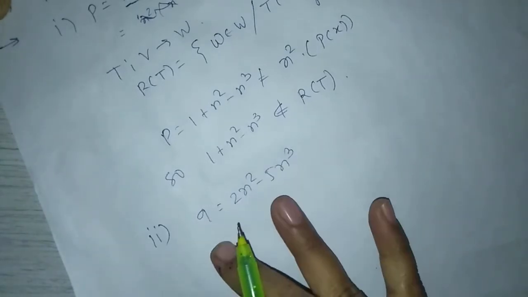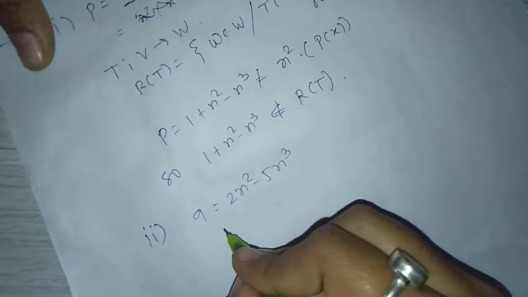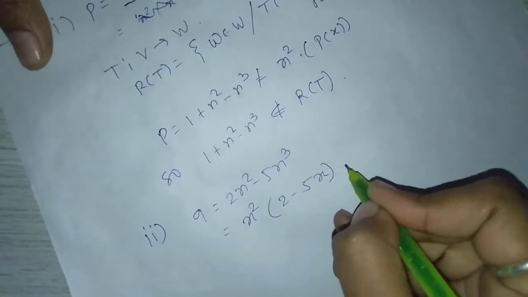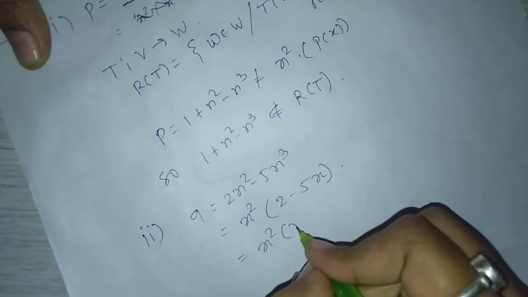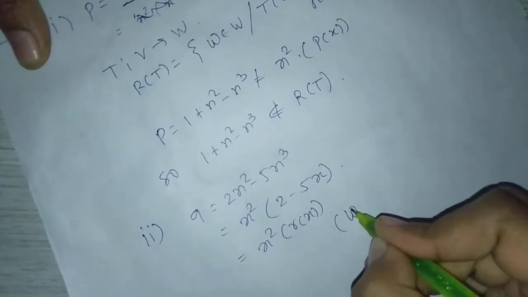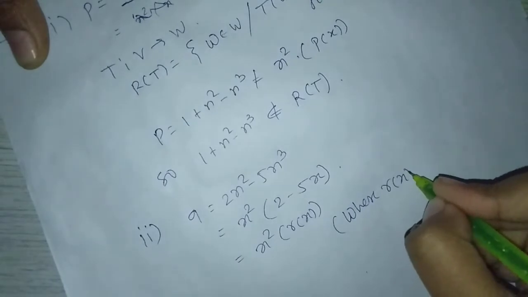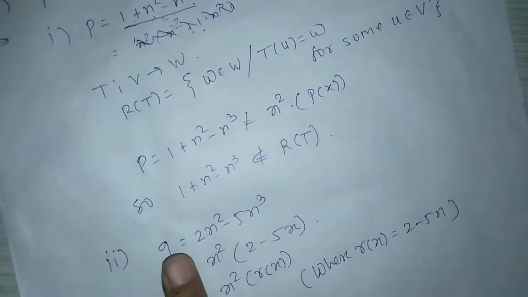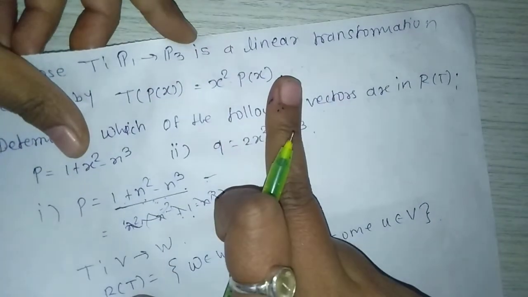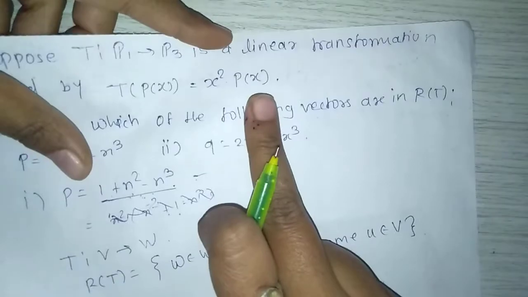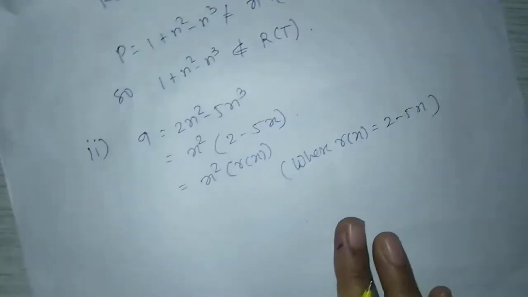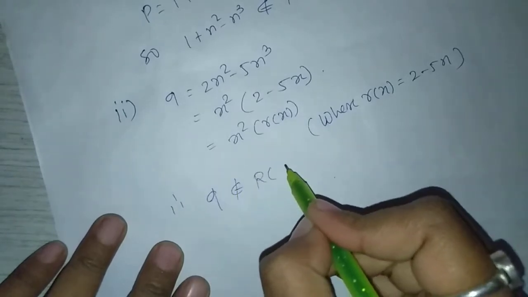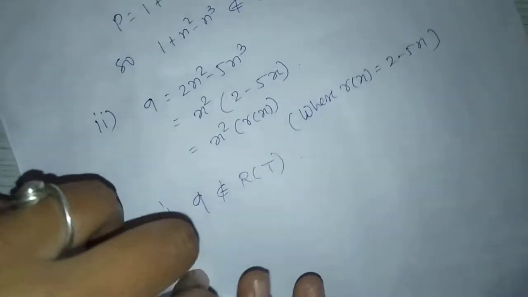This is nothing but the image of some polynomial. Now take x square as a common, we get 2 minus 5x. Here we get x square into r of x, where r of x equal to 2 minus 5x. This is a polynomial. So we get Q in the form of x square into p of x, where p of x means any polynomial. Therefore, Q belongs to range of T by definition of T.